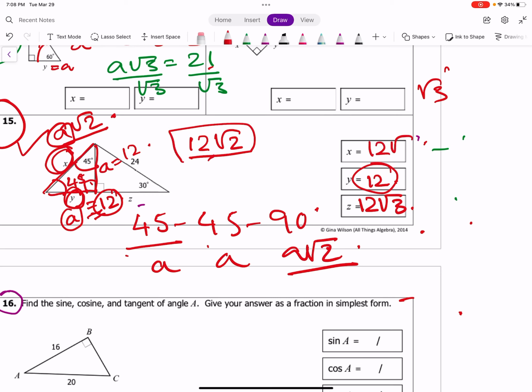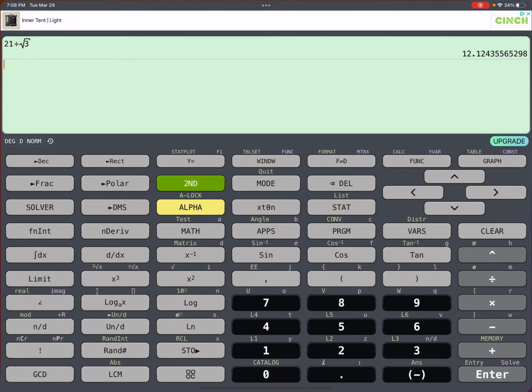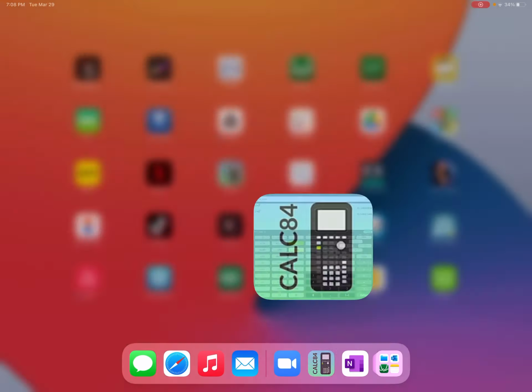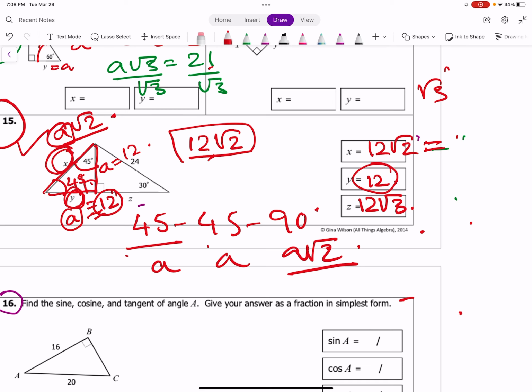Now you can put it in the calculator and get the decimals. Let's say 12 root 2. So we say 12 multiplied with radical 2. So you get 16.97, so it's 17.